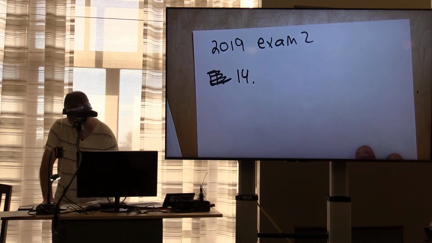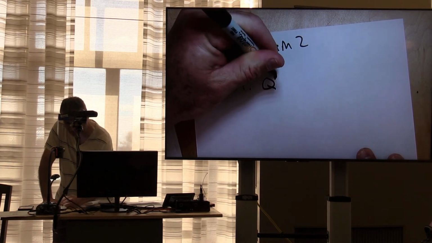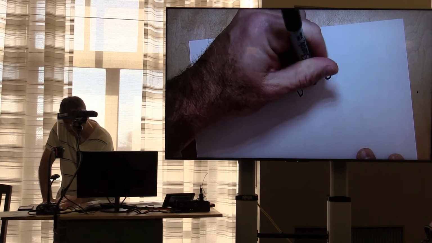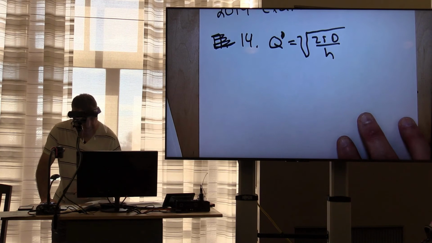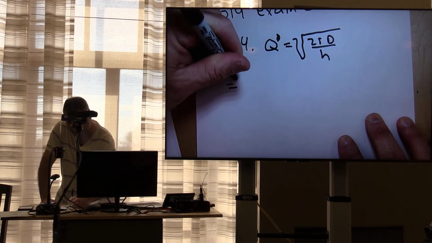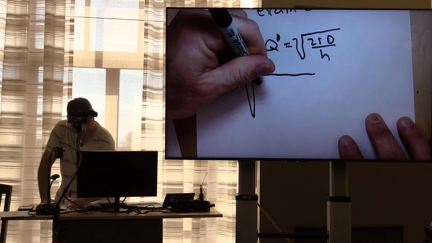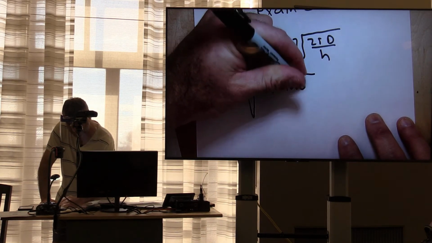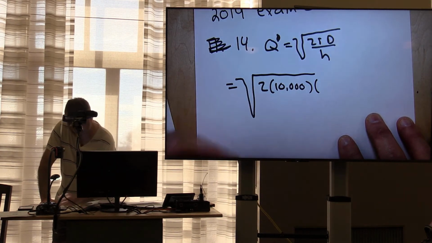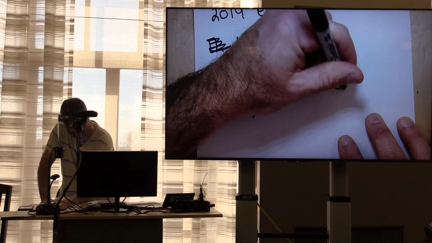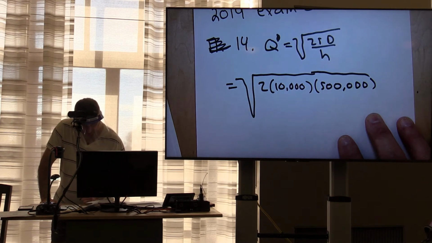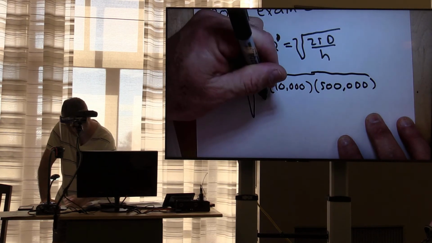And we've done this a number of times before, but we know it's going to be Q star equals the square root of 2 times R times D divided by H. And so all we have to do is plug in the values. R is 10,000. D is 500,000. And H is 3.